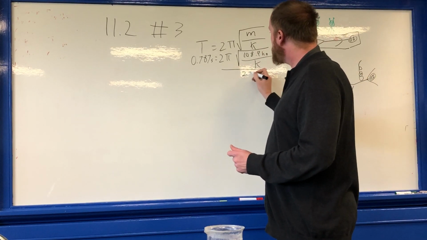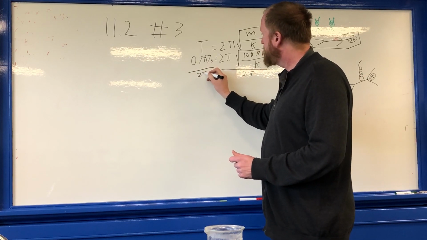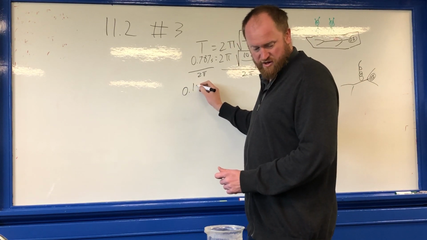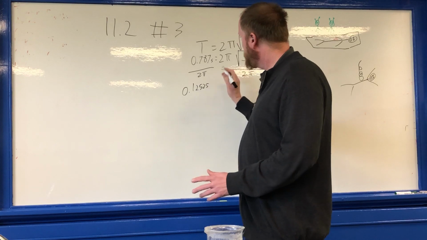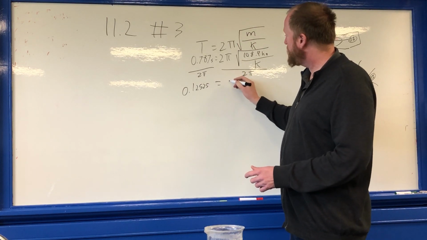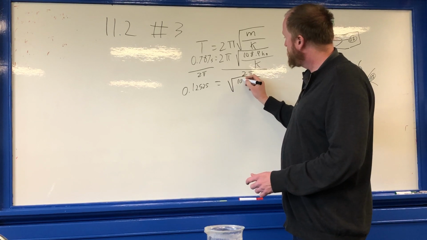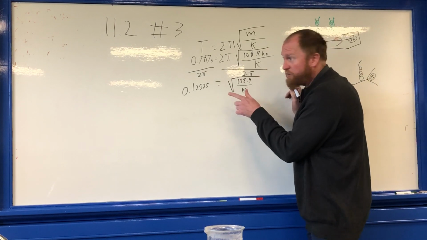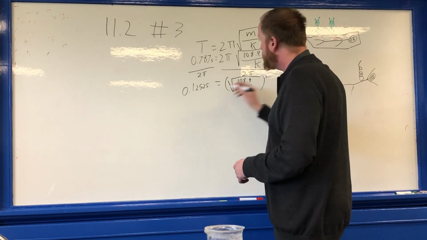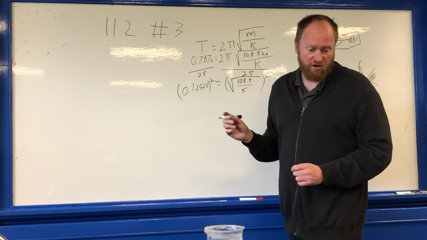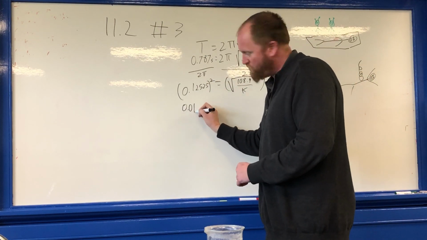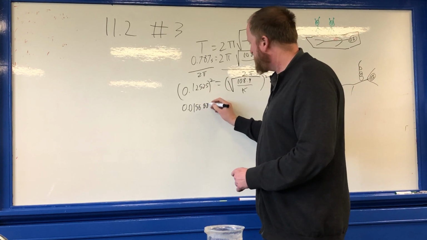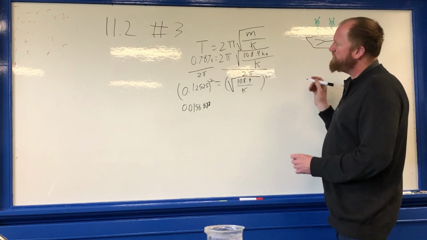Okay, so first thing you want to do is divide both sides by 2 pi. And when you do so, I got a number of 0.12525, and that would equal the square root of my mass over K. Now, in order to get rid of that square root sign, we're going to square both these things. So we're going to square both. And when we do so, I get an even smaller number, 0.0156888.